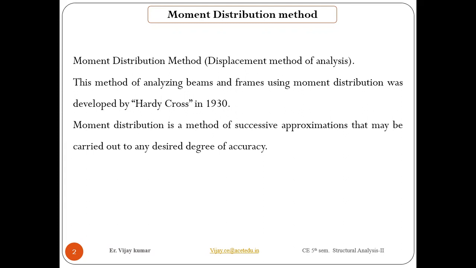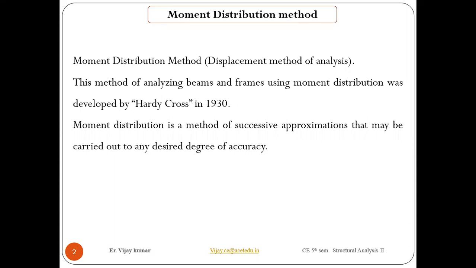It was developed by Hardy Cross in 1930. Moment distribution is a method of successive approximation. So basically we are going to do successive approximation. There is a fixed moment at the points first, then we use a distribution factor, multiply it by the fixed end moments and distribute to the further joints depending upon the distribution factor that we have, carryover factor and all that stuff that we will look at.